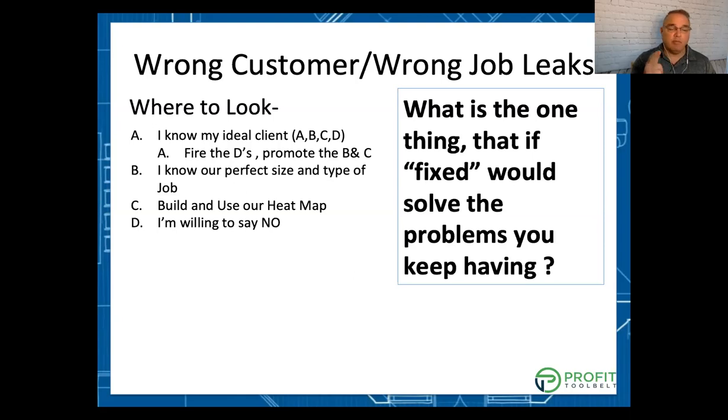We're going to look at, I know my ideal client, and I can break them up into A, B, C, and D. And I've got a rule set for you here, a simple system for that. I'm going to show you how to fire the Ds and promote the Bs and Cs. Do I know our perfect size and type of job? Not all jobs are created equally. There's some jobs it's just not worth your time and effort going to. Now, there are times when it gets political. You've got to take the small jobs so that general contractor gives you the big jobs too. But I'd prefer if you were on the job site and a little job got tacked on.